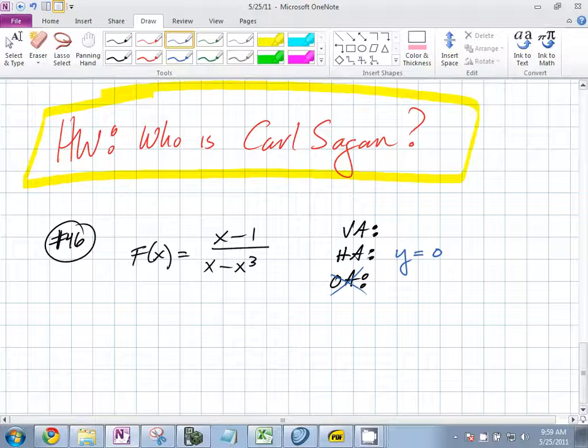Okay? So the horizontal asymptote is y equals 0 because what's the degree of the denominator? 3. What's the degree of the numerator? 1. The degree of the denominator is greater than the degree of the numerator, so therefore the horizontal asymptote has to be y equals 0. Okay, vertical asymptote. How do you find that? What do you have to do first?